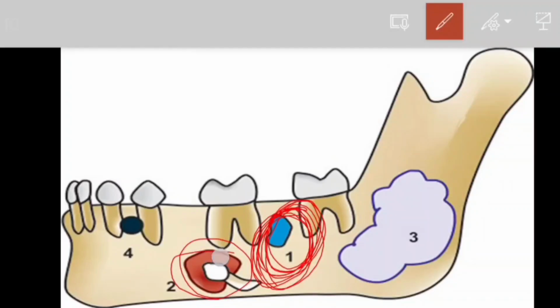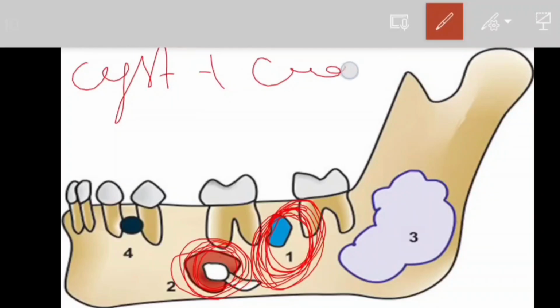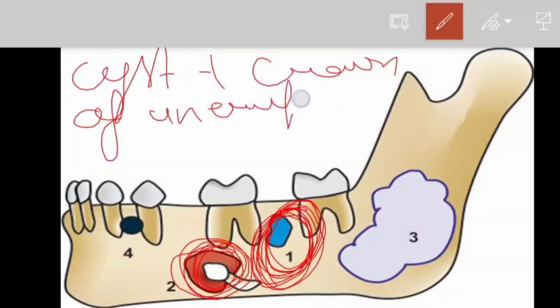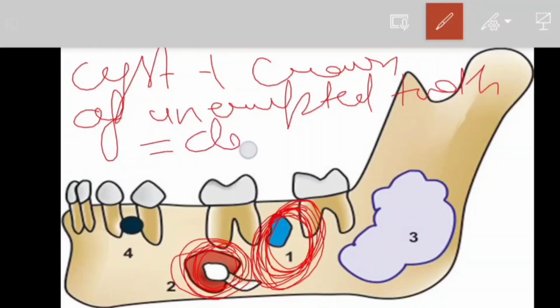Here we can see an unerupted tooth within a cystic lesion. So this is an important visual clue. So when you see a cyst which is surrounding the crown of an unerupted tooth, then think about dentigerous cyst. Don't memorize the picture alone. Remember the relationship, that is a cyst plus the crown of an unerupted tooth. It means the dentigerous cyst.